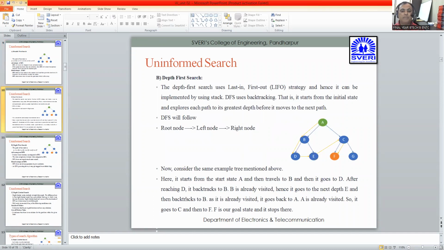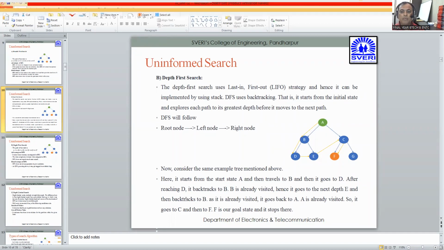Then the second one is the depth first search. As far as depth first search is concerned, it operates on LIFO, that is last in, first out. So again, let us consider A is the initial and F is the destination node. And as we know how DFS works, it starts from the root node, then to the left node, and then to the right node.